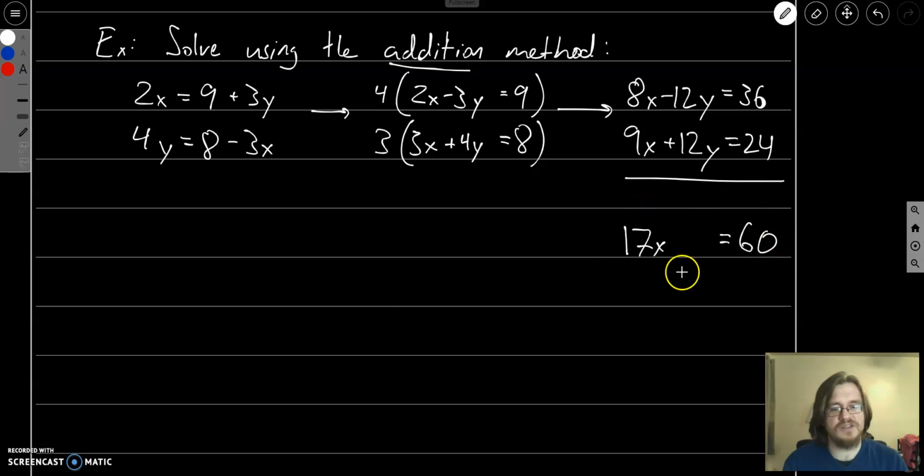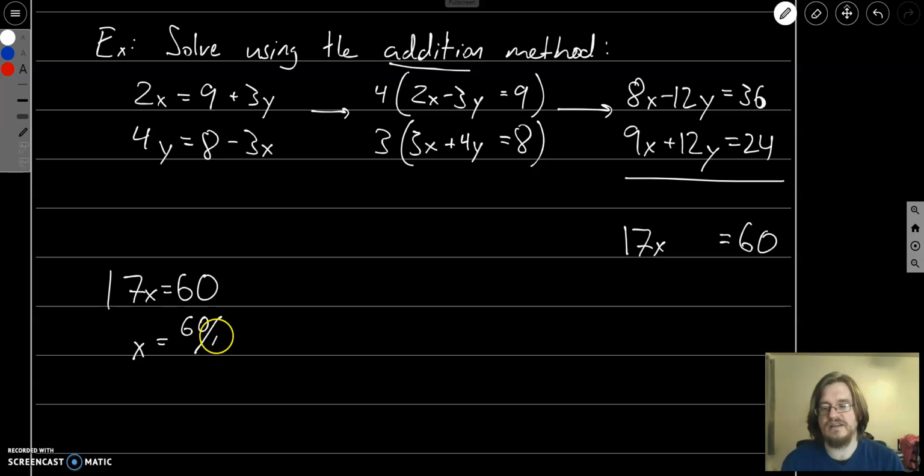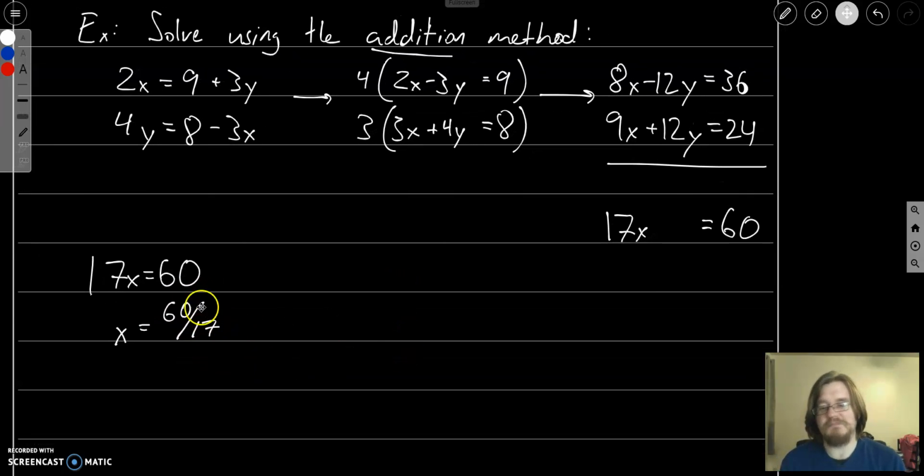Nice. Now I have this equation. Let's rewrite it over here. I can divide both sides by 17 to get that x is going to be 60/17. This is not the nicest number here. It's a pretty horrible fraction, but this is going to be our solution. There's not much that we can do about it. So let's plug this back in. What I will do is substitute this back in to one of my original equations. So let's use the bottom one here.